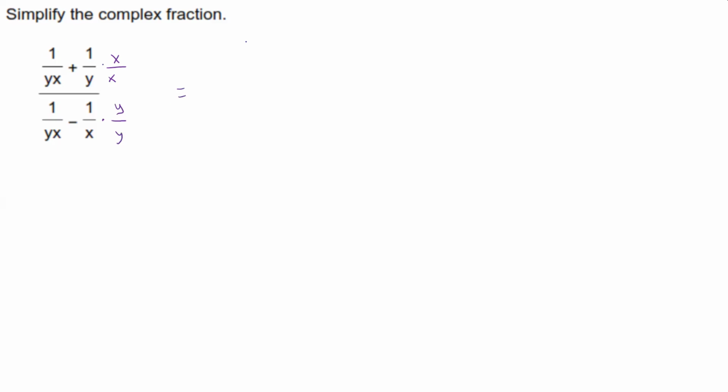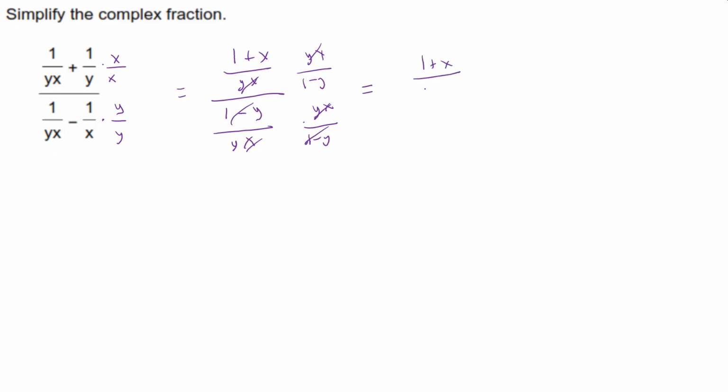So this gives us 1 plus x over yx divided by, now this is going to be 1 minus y over yx. Now again, multiply by the reciprocal, and we get what? Well, those all cancel, so we're good there. That cancels that, and so we get 1 plus x over 1 minus y.